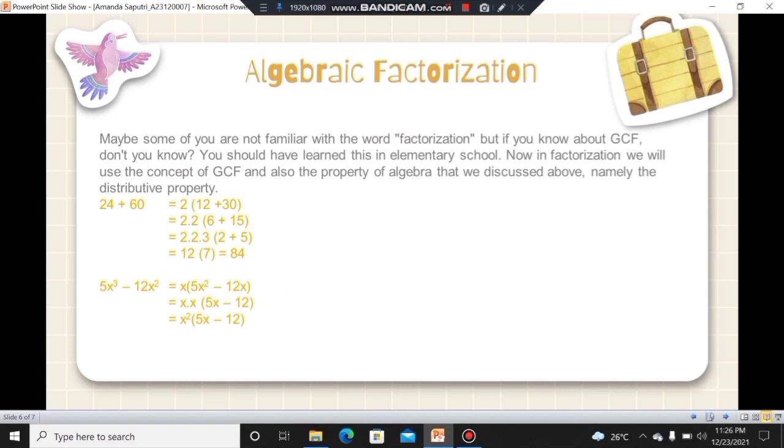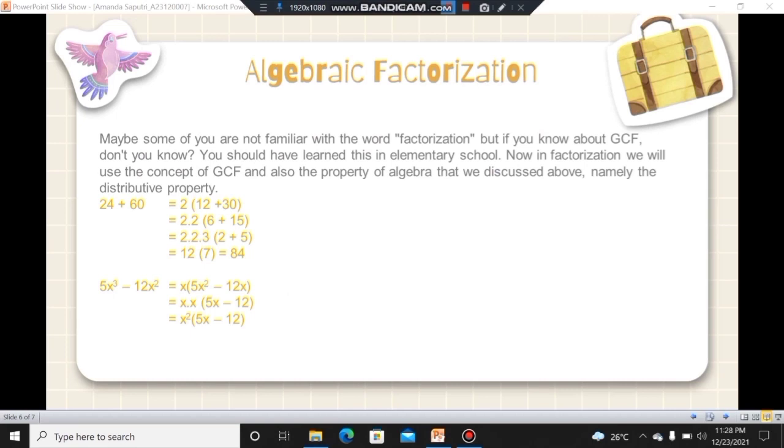Algebraic factorization. Maybe some of you are not familiar with the word factorization, but if you know about GCF, don't you? You should have learned this in elementary school. Now for factorization, we will use the concept of GCF and also the property of algebra that we discussed, namely the distributive property. To make it easier, let's try factorization with numbers first.